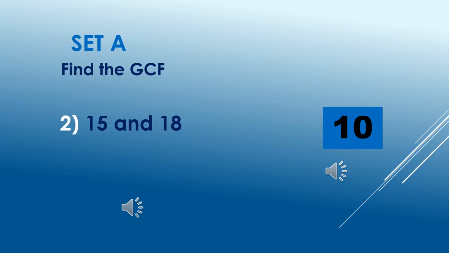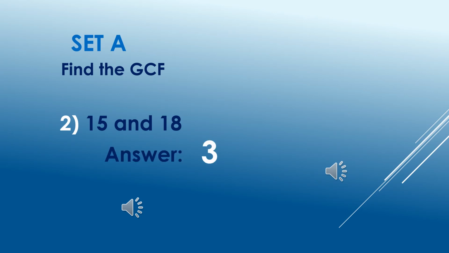Okay? Next, find the GCF. Number 2, 12 and 15 and 18. You have 10 seconds to answer. Okay, the answer is 3. The GCF of 15 and 18 is 3.